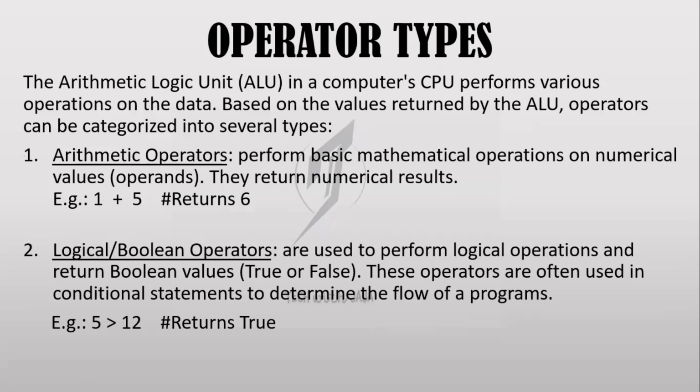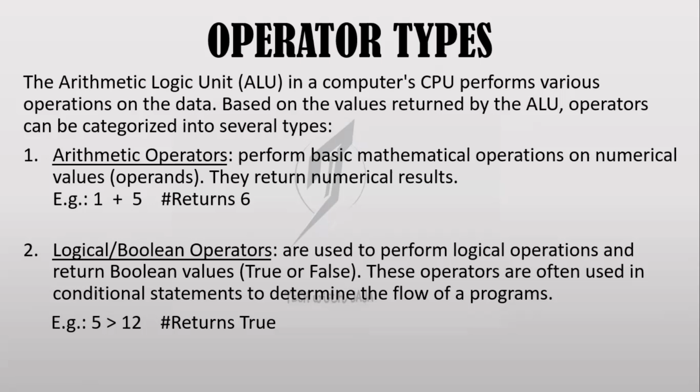Now, in the CPU of the computer, the part that handles operations and operands, or data manipulation, is the arithmetic and logic unit. Because there are 2 units in this unit, the arithmetic unit and the logic unit, therefore we also have 2 types of operators in Python, or in any programming language, which are the arithmetic operators and the logic operators.